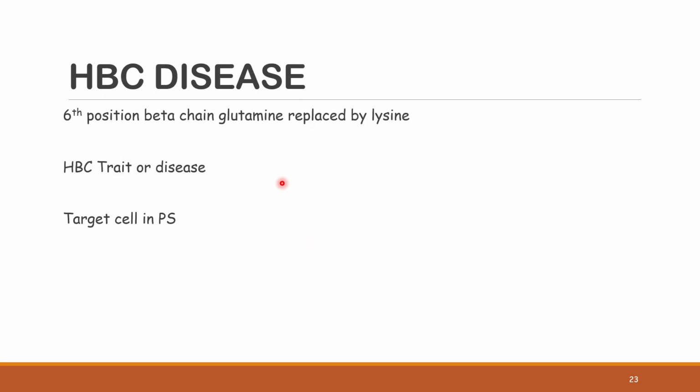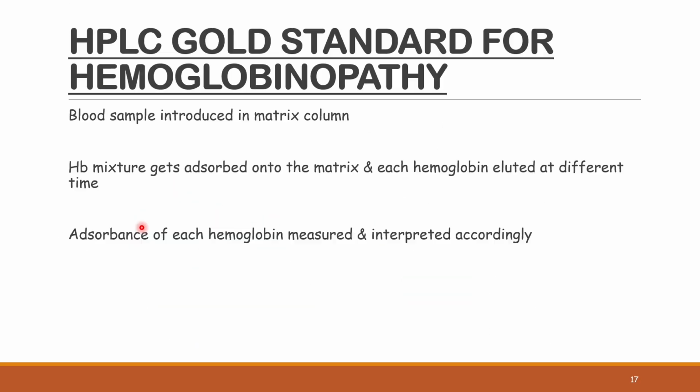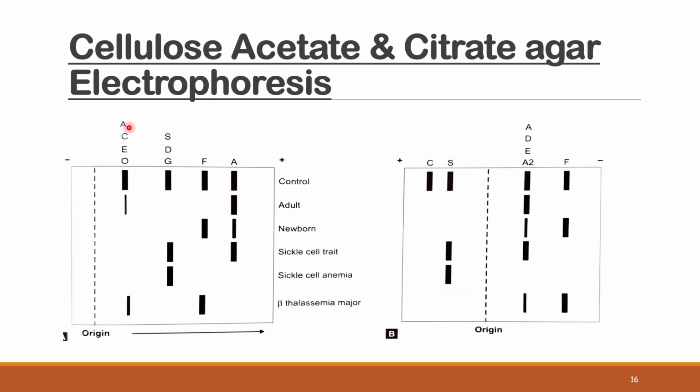Now let's discuss the three other hemoglobinopathies as well in short. So what is HbC disease? In HbC, the sixth position of the beta chain is affected, where glutamic acid is replaced by lysine. It could be trait or disease, meaning heterozygous or homozygous, and target cells are seen in the peripheral blood smear. In electrophoresis, it will migrate very little, and it is the least migrating hemoglobin.